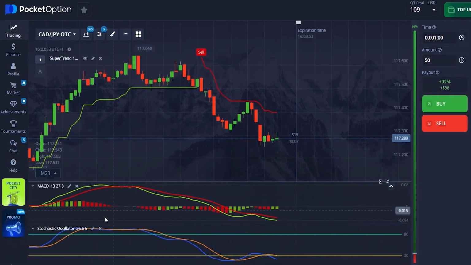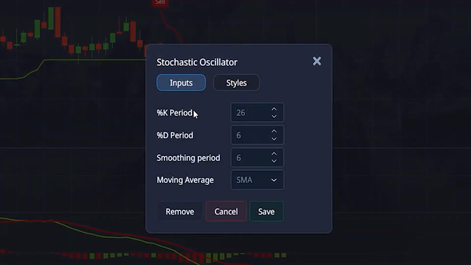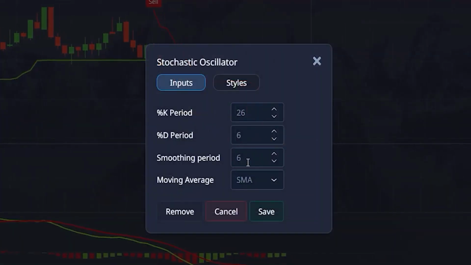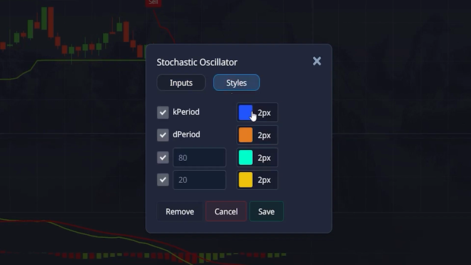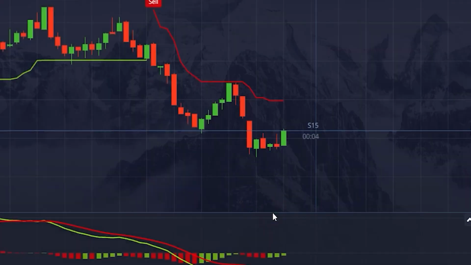My Stochastic Oscillator comes with the settings with the K period as 26, the D period as 6, the smoothing period as 6, the moving average SMA. Right here on the style level, I'm going to leave the color just like this and I'm going to be putting them on 2 pixels each. So when I'm done, I'm going to click on save.